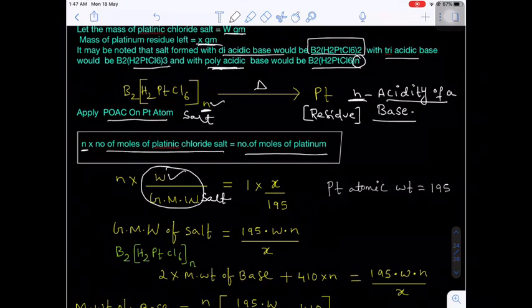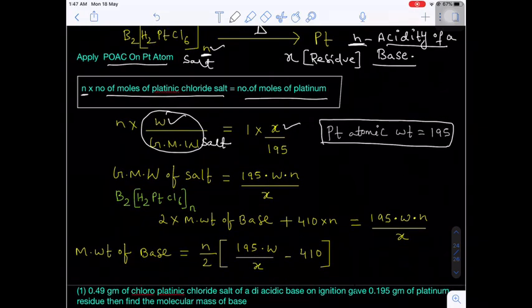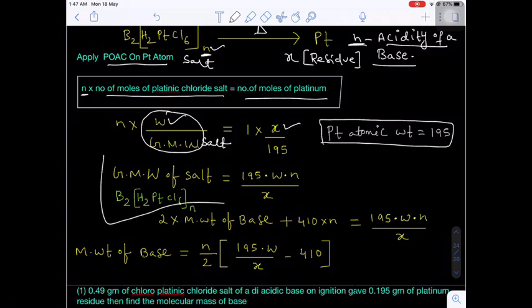Let's suppose the weight of the salt is W gram, and the gram molecular weight of the salt is to be calculated. Now what is the weight of the platinum? Let's suppose I am taking X gram. What is the atomic weight of platinum? 195. Remember, this is the atomic weight of platinum. Now what is the gram molecular weight from here? It is 195 into n into W divided by X. This is the weight of what?